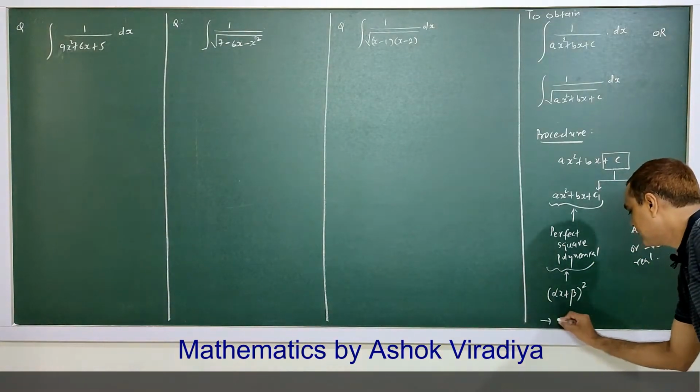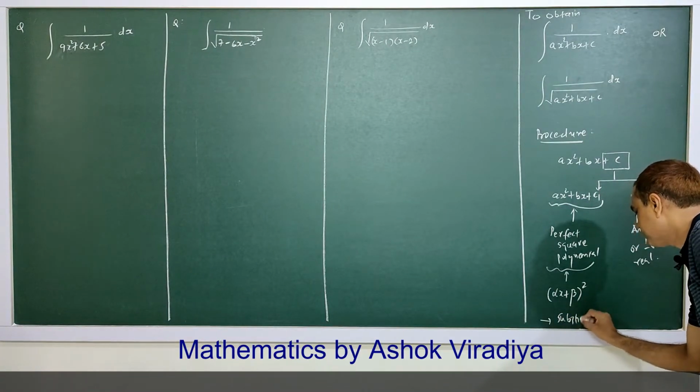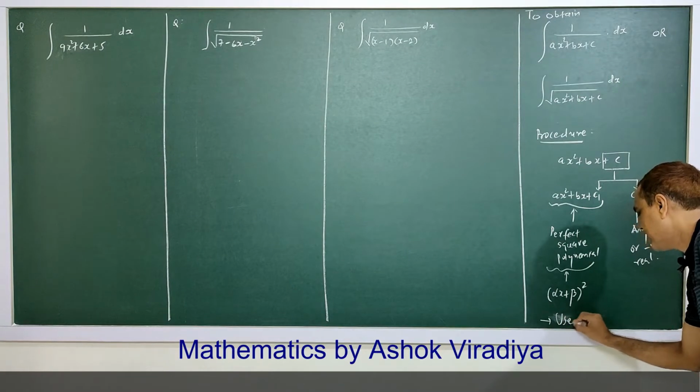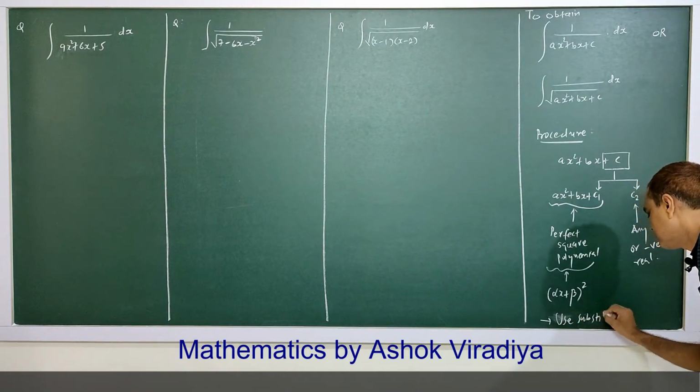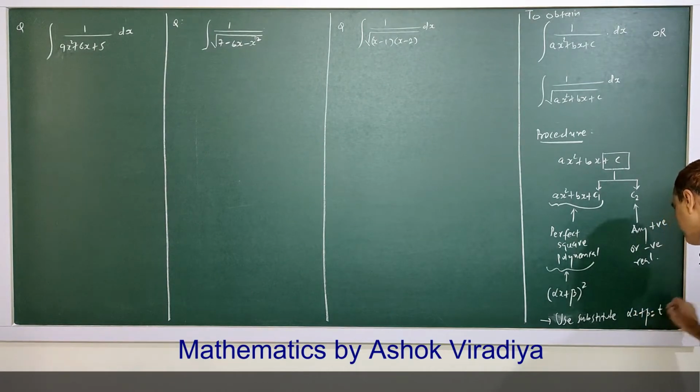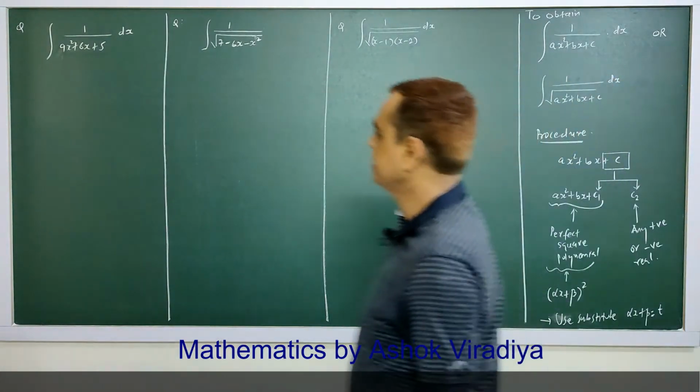And then we will take the help of the substitution alpha x plus beta equal to t. Let us see the procedure in this question.